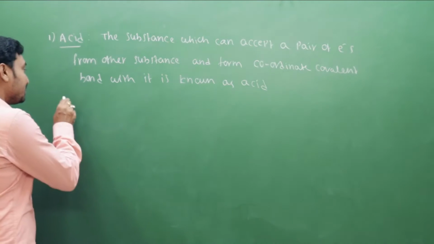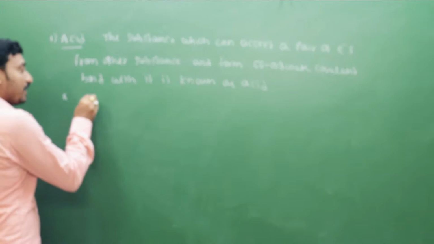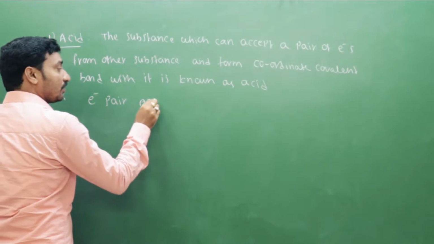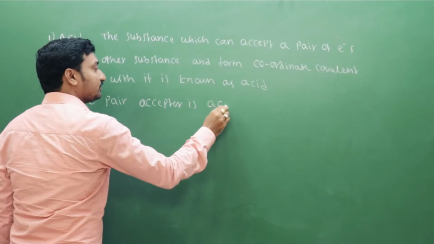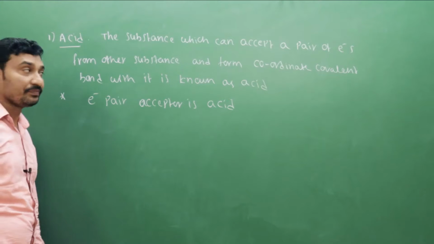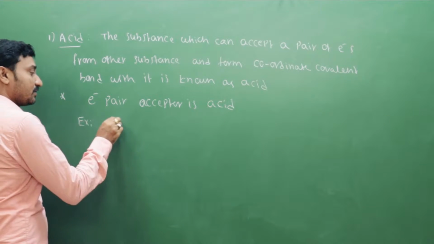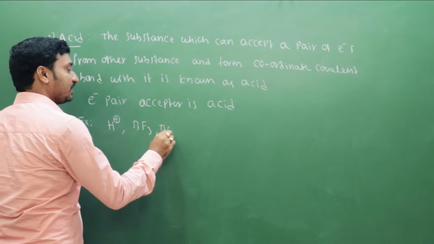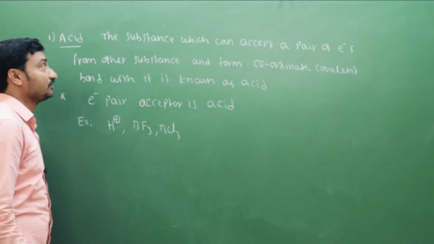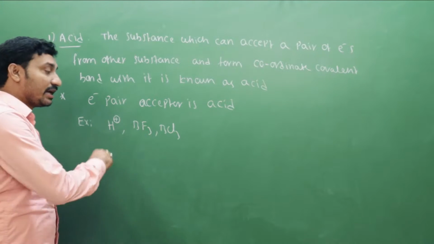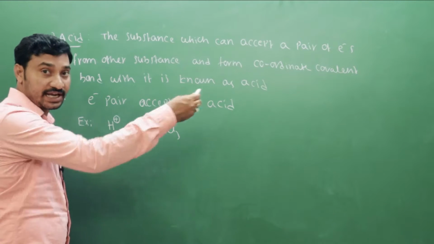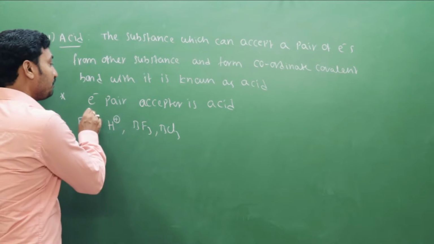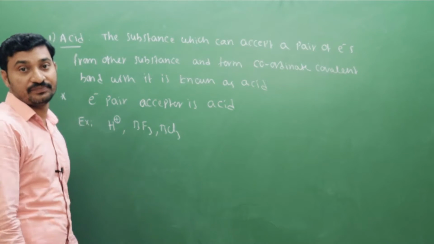We simply say electron pair acceptor is acid. Examples: H plus, BF3, BCl3. These are some examples of Lewis acids. How they act as acids, we will discuss in the reactions. So finally, according to Lewis, electron pair acceptor is acid.